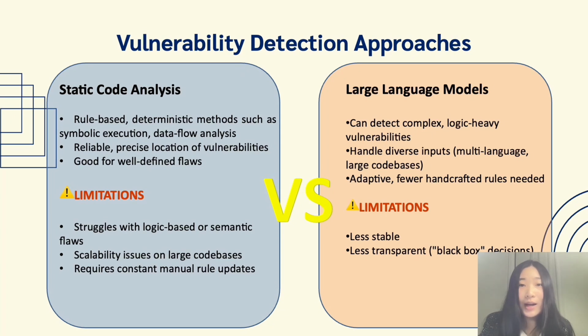In our research, we are going to compare two approaches, the traditional static analysis and the newer large language models. From past studies, we know static code analysis is reliable and precise, but it can have scaling issues and often struggles with logic-heavy flaws. On the other hand, LLMs can understand complex code semantics and can handle diverse inputs, but they can also be unstable and less transparent. So how do we choose?